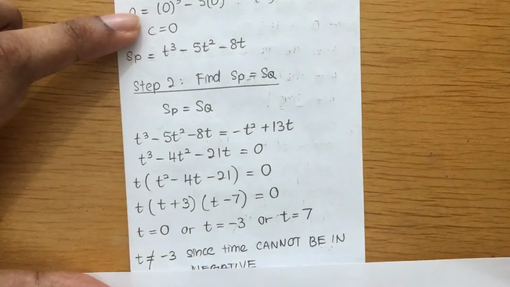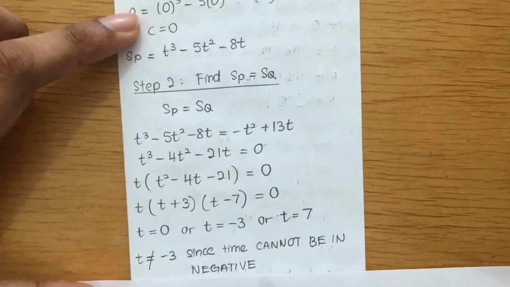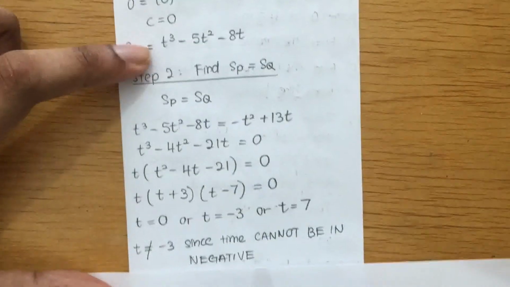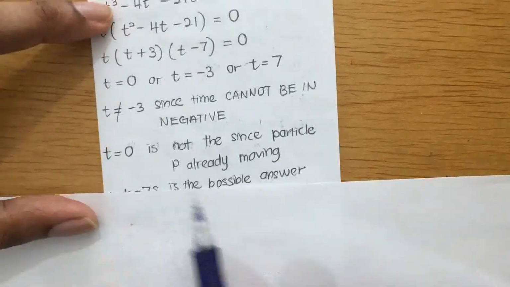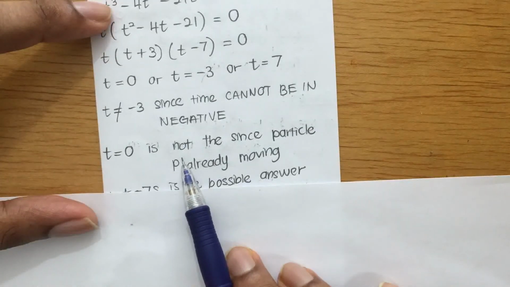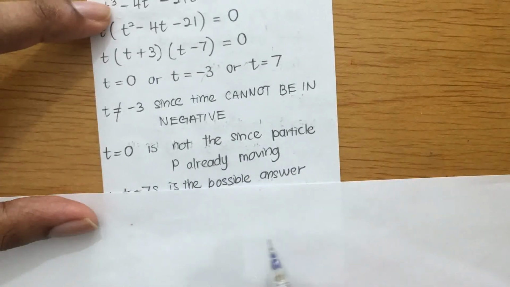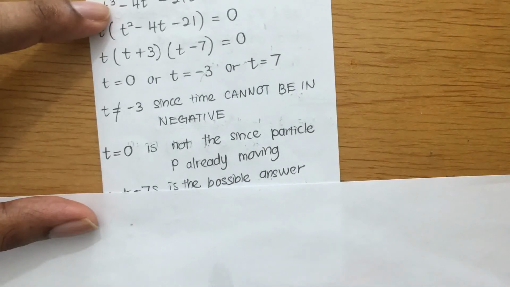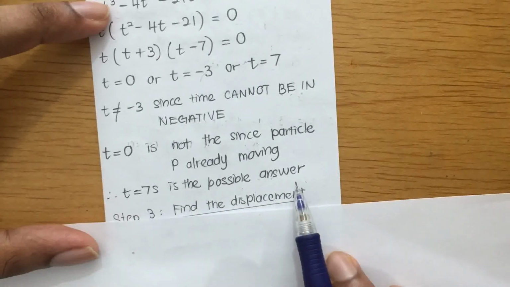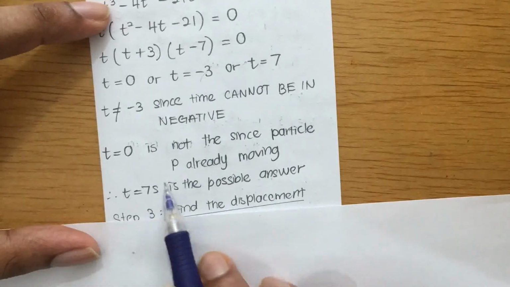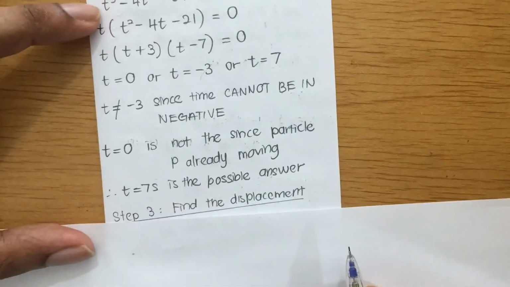Okay, t cannot be negative 3 since time cannot be negative. So t equals negative 3 cannot be used over here, guys. t equals 0 is not possible since particle P is already moving, guys. So that means you only can have one solution, where t equals 7 is the possible answer over here.